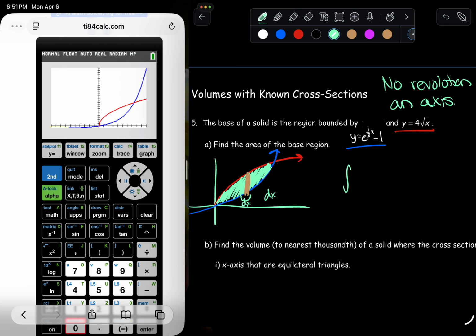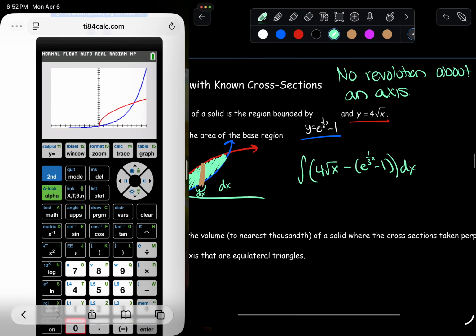So we'll set this up. To find the area, we will do top minus bottom. The top function is 4 square root of x. The bottom function is e to the power of 1/3 x minus 1. And integrating with respect to dx.